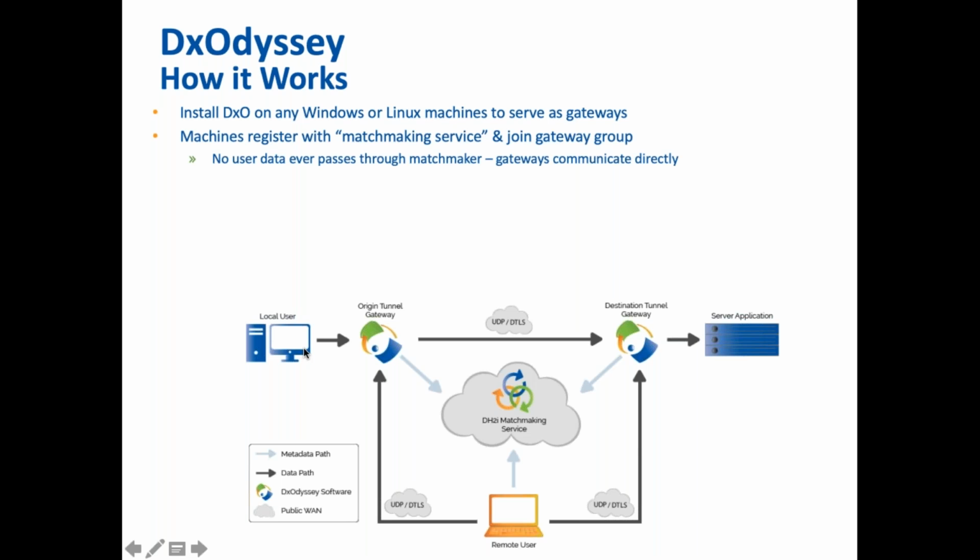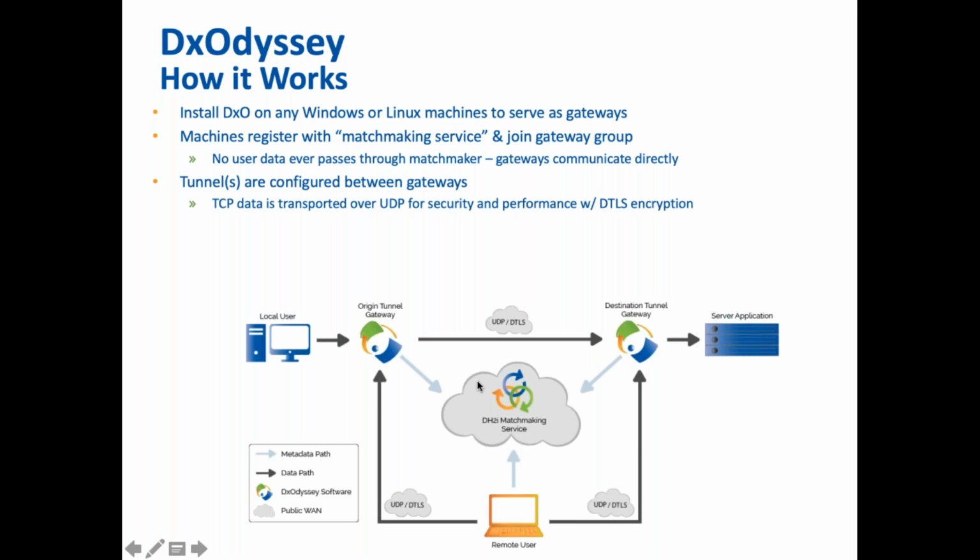The second piece here is that the gateway machines themselves will join with one another by registering with DH2I's cloud matchmaking service. There's no data that ever passes through this service. All it's there to do is to introduce gateway members to one another. And then at that point, the gateway administrators can create as many tunnels as they wish between the origin and destination sites.